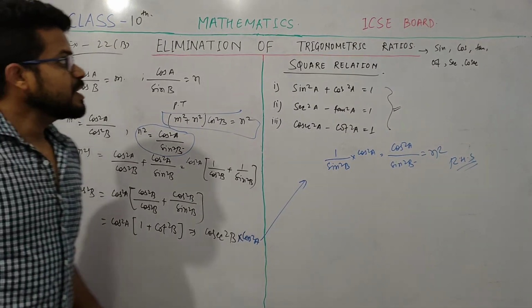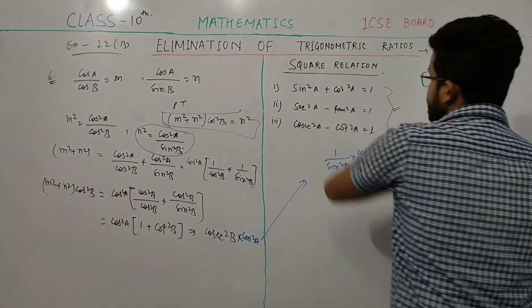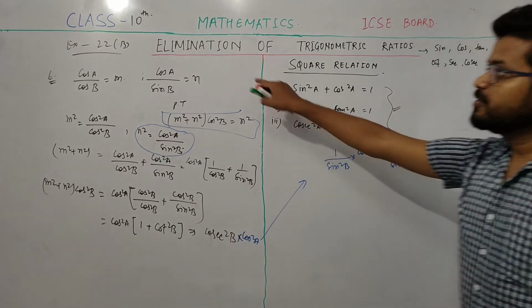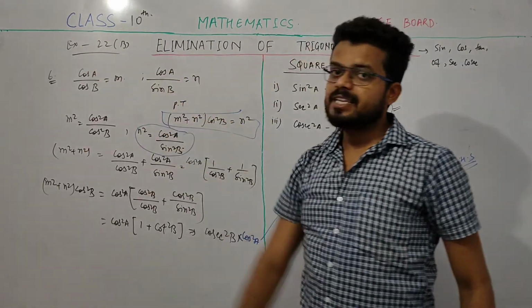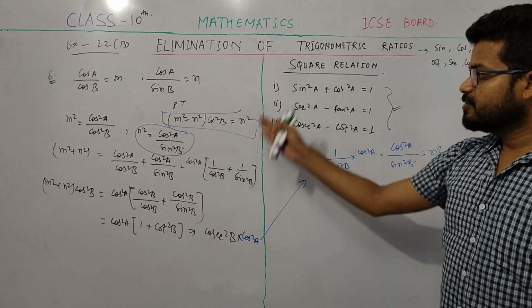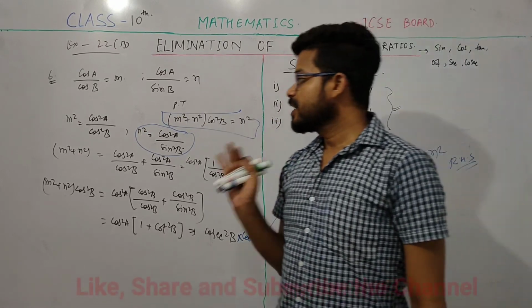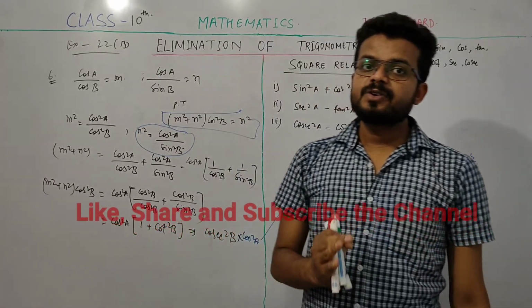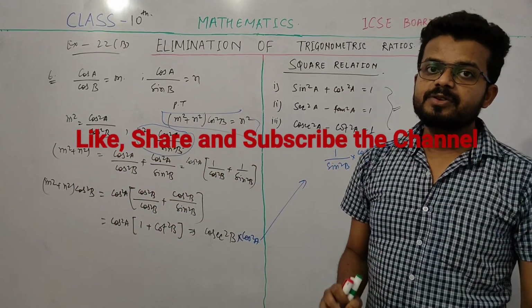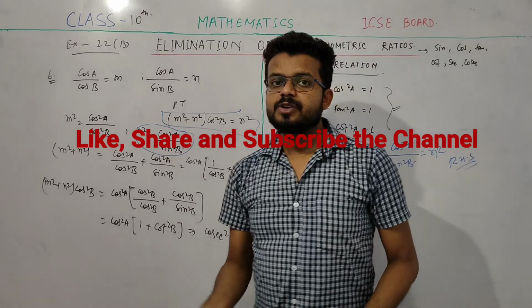Okay, so this is all about the elimination of trigonometric ratios, and we also solved this exercise. If you have any confusion regarding these questions, simply put your doubts in the comment box. I will try to solve your doubts.